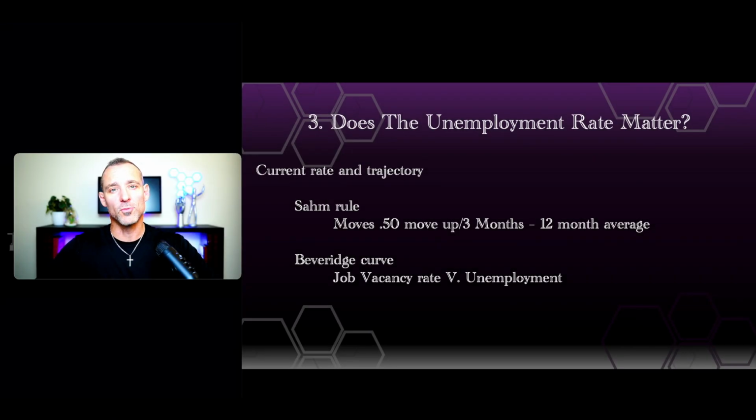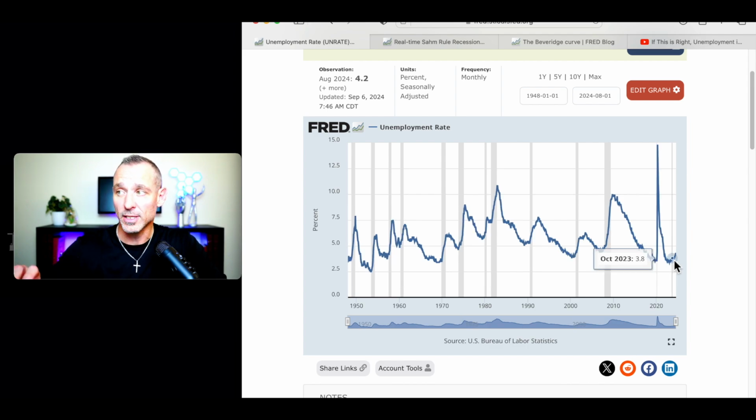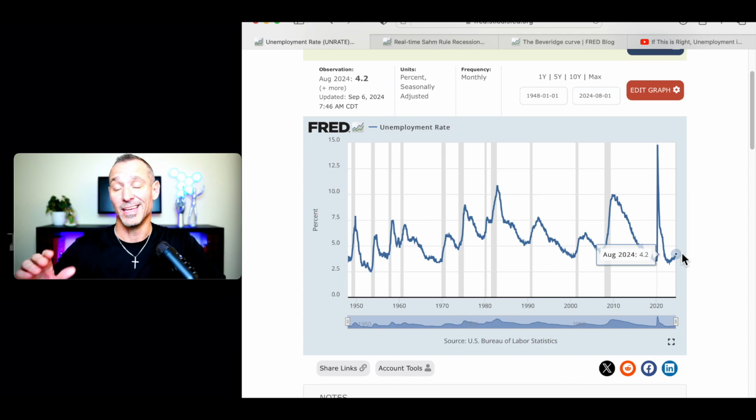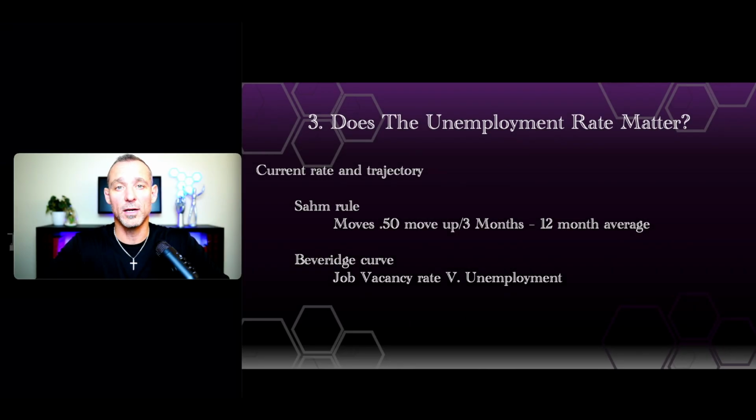Does the unemployment rate matter? Let's look at the chart. So when we look at the unemployment rate, we can see the direct correlation between a rise or spike in unemployment and the recessions. Where are we at now? We can clearly see that we're on a trajectory upward, and there just so happens to be an indicator that tells us exactly what that means, and that's called the Sahm Rule. The Sahm Rule indicates that when unemployment rises by 50 basis points or more within a 3-month time frame, then it triggers a recession.